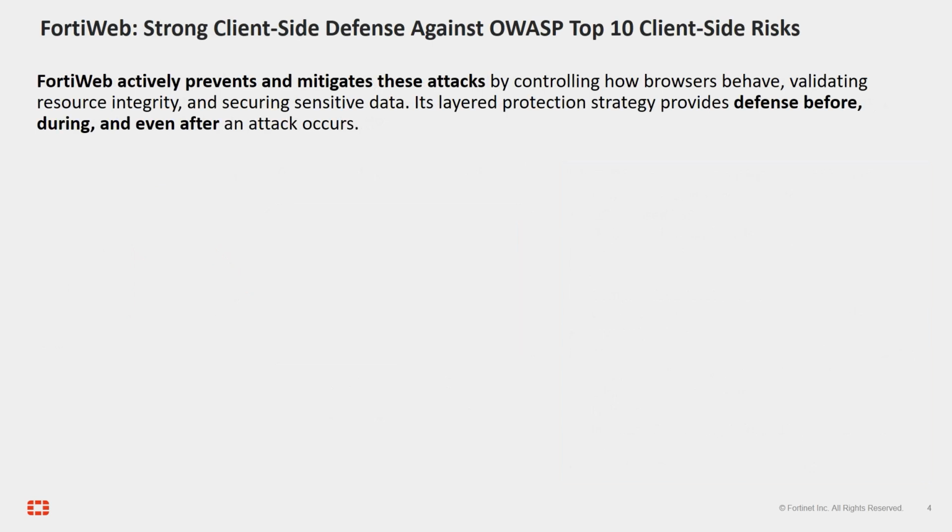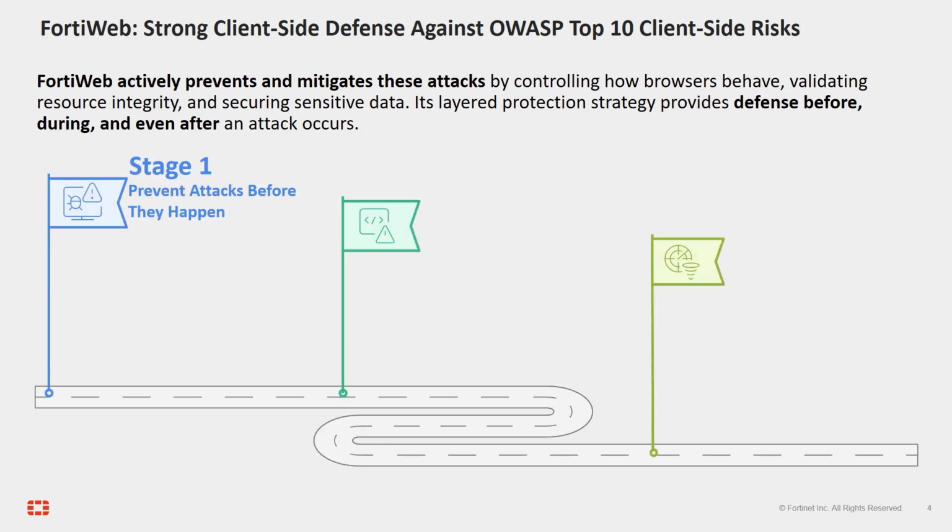FortiWeb actively prevents and mitigates these attacks by controlling how browsers behave, validating resource integrity, and securing sensitive data. Its layered protection strategy provides defense before, during, and even after the browser is compromised. At Stage 1, the goal is to harden browser behavior before any malicious script has a chance to run. FortiWeb's HTTP header security feature inserts security headers into the response to regulate browser-side behavior. It instructs the browser on how to handle inline scripts and which external resources are considered trustworthy.